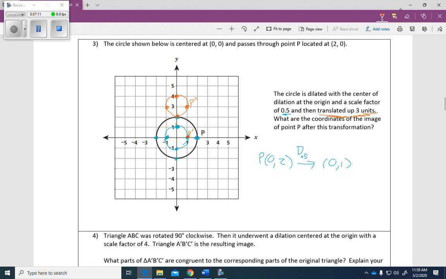What are the coordinates of the image of point P after the transformation? So they're talking about that final result. The new coordinates, I could call it P double prime, would be at 1, 3. That is the answer. At 1, 3.